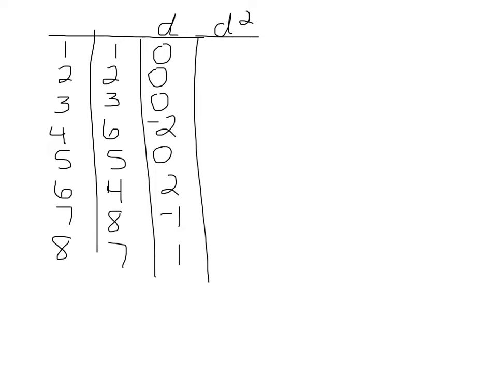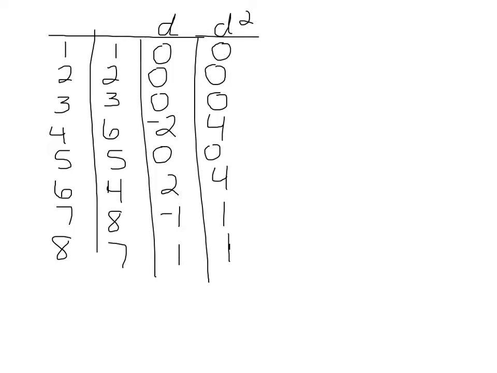After you have calculated the difference by subtracting, you will take that number and square it, which means you multiply it by itself. So 0 times 0, 0, 0. Negative 2 times a negative 2 will be a positive 4. 0, 4, positive 1, and a positive 1.